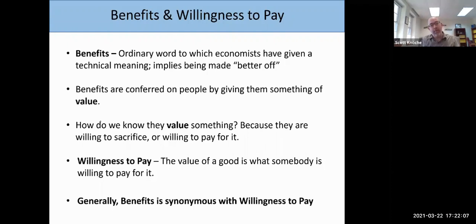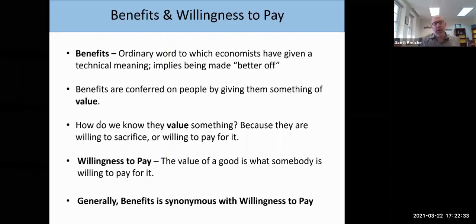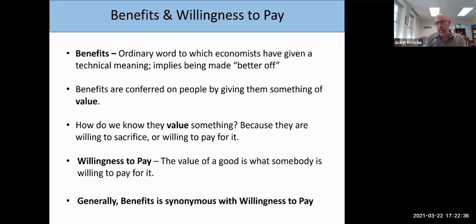Your willingness to pay depends on several things. It depends on your budget constraint, how much money you have to spend on a new car. It depends on the quality of the different types of substitutes. Maybe you're looking at a Subaru, and there are comparables in Ford or GM or Honda or Toyota. So it depends on all that. And the more binding your budget constraint is, and the fewer substitutes, all else equal, you're going to be willing to pay more for that thing. You have a higher willingness to pay for that. And benefits is synonymous with willingness to pay when economists are talking about economics.